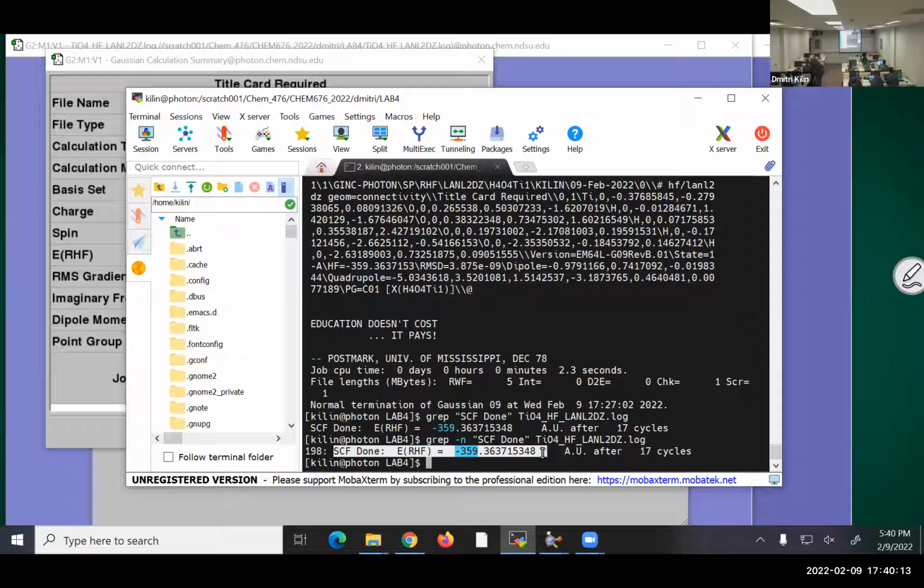Now you can scroll through and explore, or you can just type uppercase SCF, space, uppercase D, lowercase o-n-e, done. Close the quotation. Yes. Enter. You see, this is very close to what is there.